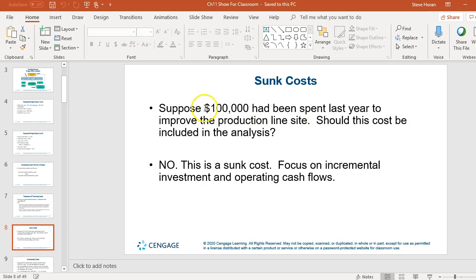The other thing they bring up here is, let's just say last year we spent $100,000 to improve the production line site. Should this be included in the analysis? The chapter talks about the concept of a sunk cost. A sunk cost is something that has happened in the past that cannot be changed. And we only want to focus on incremental costs going forward.